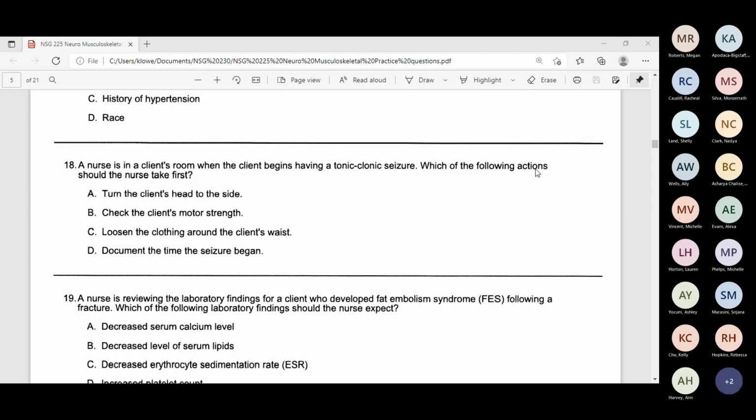Nurse is in a client's room where the client begins having a tonic-clonic seizure. Which of the following actions should the nurse take first? A. Why A? To prevent choking. Yeah, we want to prevent aspiration, right? So think about, why are we doing it? What's the rationale? Right, good.